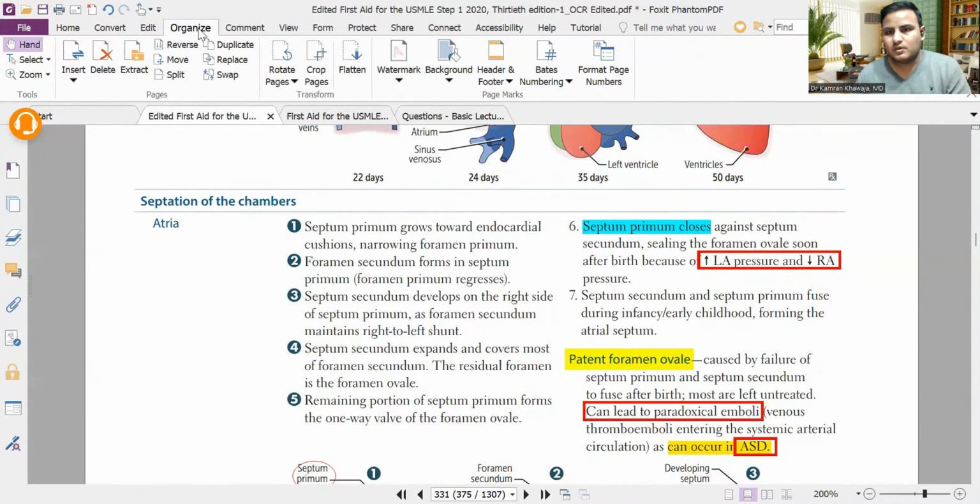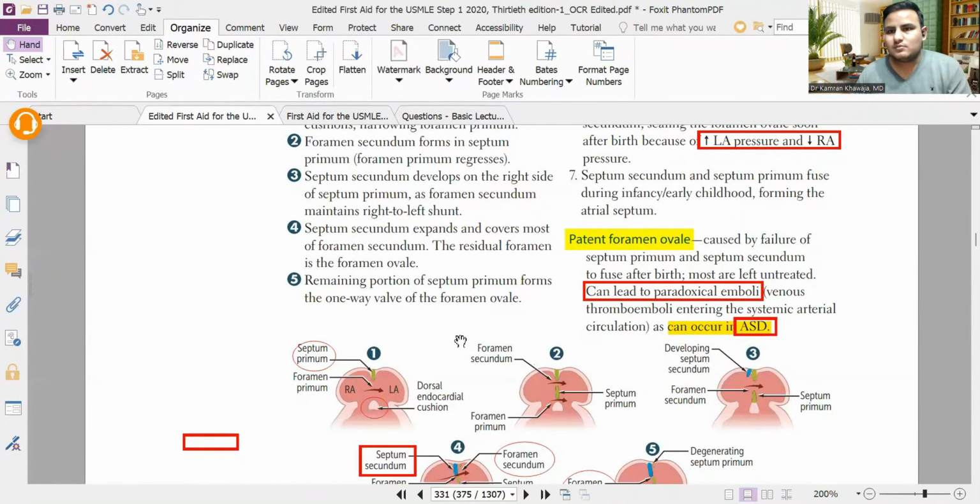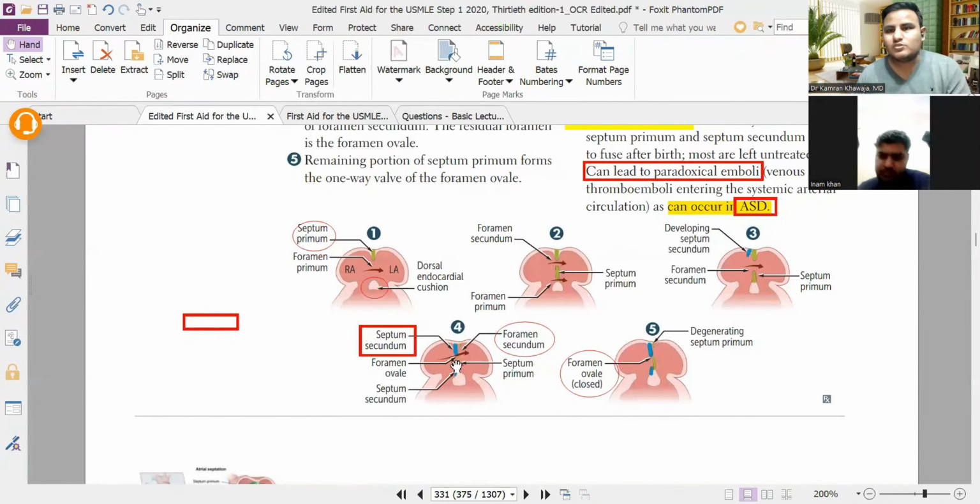High yield concept. When the septum primum closes against the septum secundum, it seals the foramen ovale soon after birth. Very important point here. You can see this green color is the septum primum. After birth, this is the left atrium. When a child takes a breath, it decreases pressure in the pulmonary system. So what happens? This closes due to decreased pressure in the pulmonary system and increased pressure in the left atrium. Increased pressure in the left atrium closes the foramen ovale.